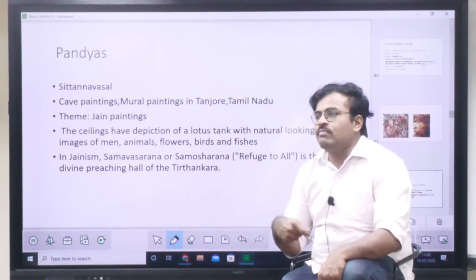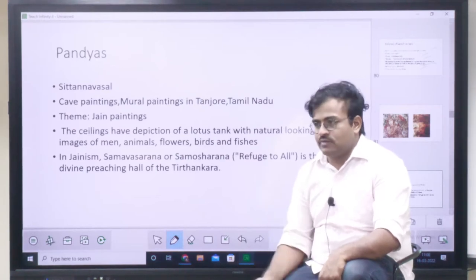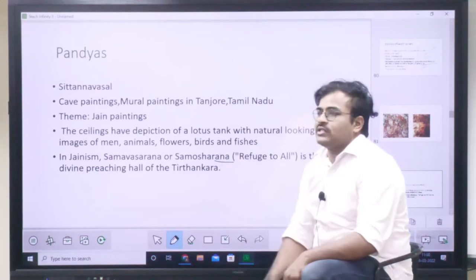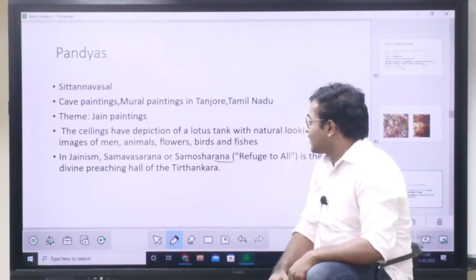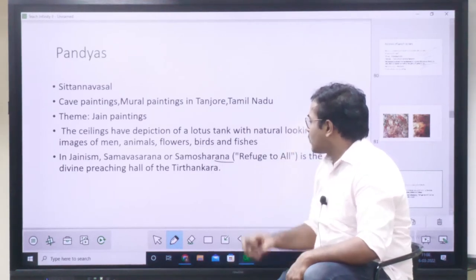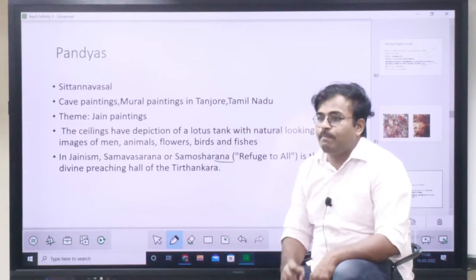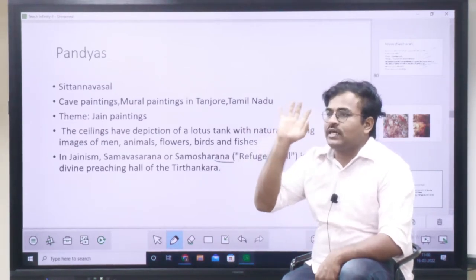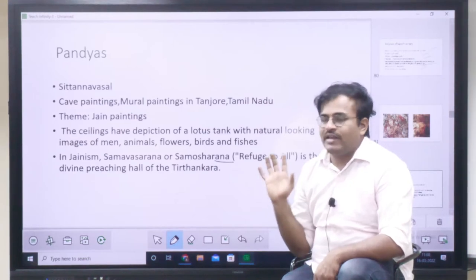And here the theme of the painting is the Jain paradise, which is known as Samosharana, also known as Samavasarana. It is a paradise in Jainism. That image is drawn on the cave walls and cave ceiling, and it is a very prominent painting.